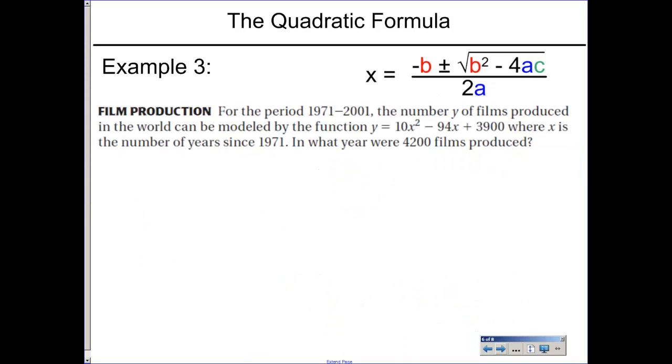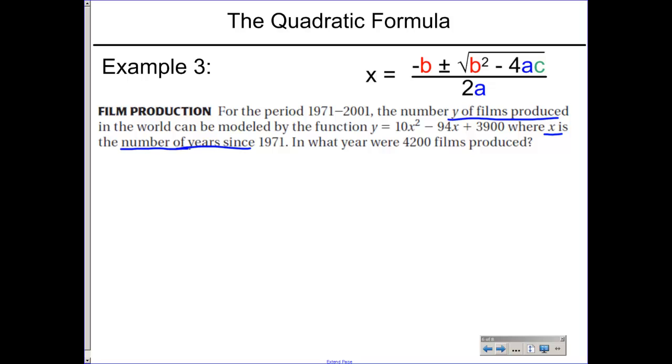Example 3, film production. For the period of 1971 to 2001, the number Y of films produced, so Y is the number of films produced, in the world can be modeled by the function y equals 10x squared minus 94x plus 3900, where x is the number of years since, this has got to be underlined here, x is the number of years since 1971. So in 1971, x would equal 0. In what year were 4,200 films produced?